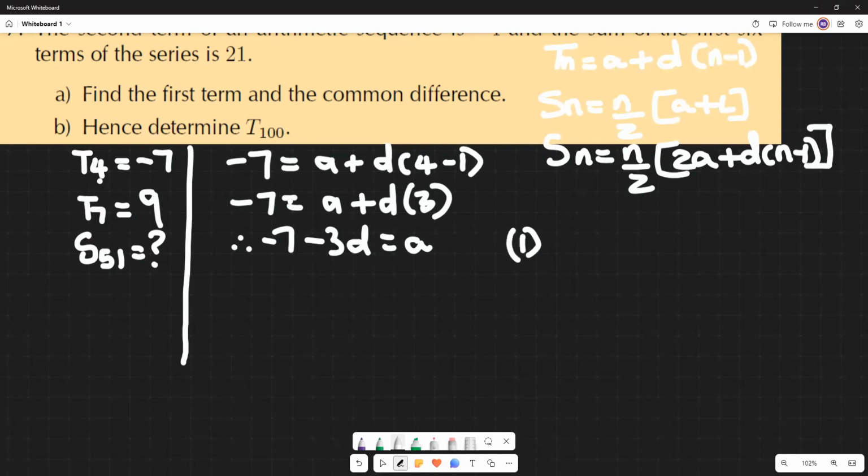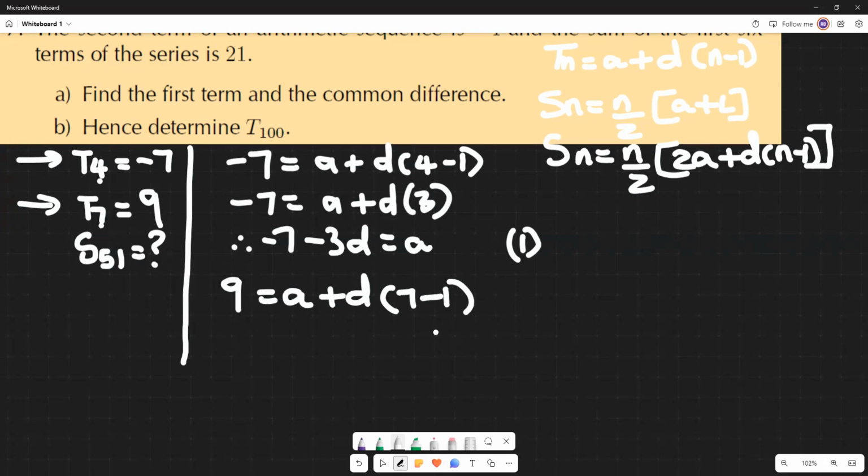I'm going to solve this simultaneously because I have 2 unknowns and 2 equations here. If you are given 2 values and their positions, you are always going to do simultaneous equations. So I'm going to repeat the same step for this one. If the value is 9, I have A plus D, and my n is 7, so it's 7 minus 1. Remember, we are substituting in that formula. Then you're going to have 9 equals A plus 6D.